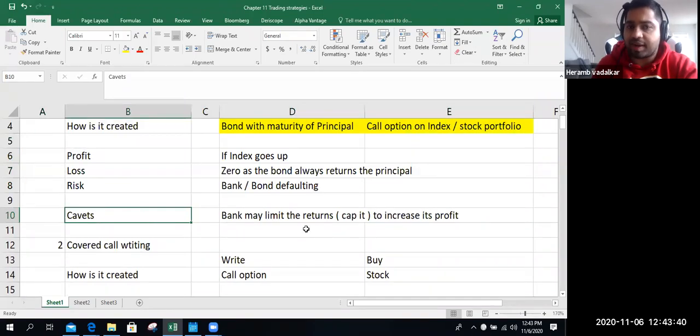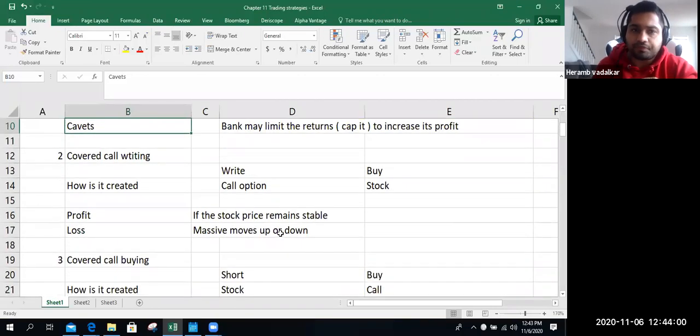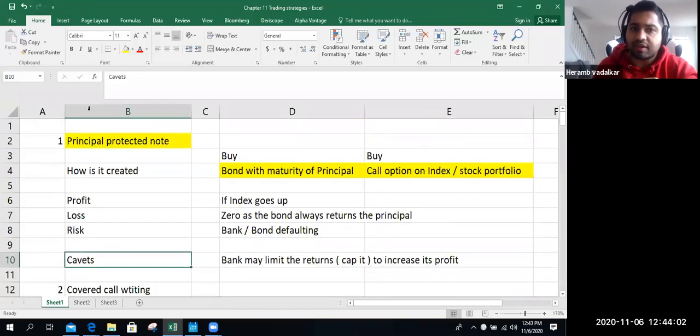Caveats to this instrument: banks may limit the returns, they will cap it, which they generally do. So let's say principal protected notes are capped at 15%. If the index makes more than 15%, the bank gets all the profit. You don't get the profit. You get only 15%. Maximum is 15%. Okay, so the first trading strategy is principal protected note.